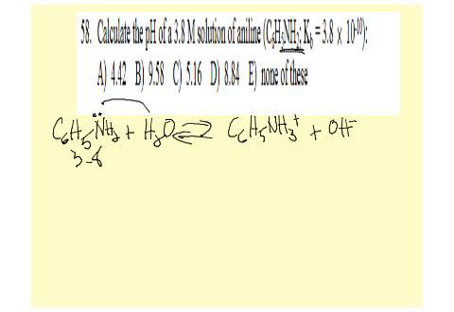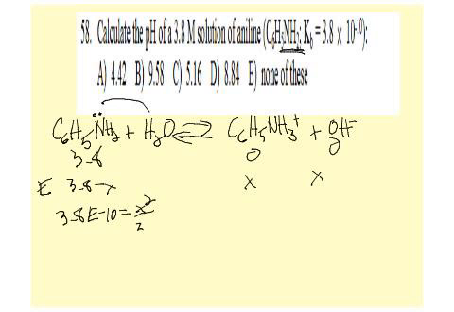3.8, 0, 0, equilibrium. I'm jumping right down to that. 3.8 minus X, X, X. 3.8 E negative 10 equals X squared over 3.8 minus X. Solving. And then, let's see here. X equals 3.8 E negative 5. And that's molar of hydroxide.